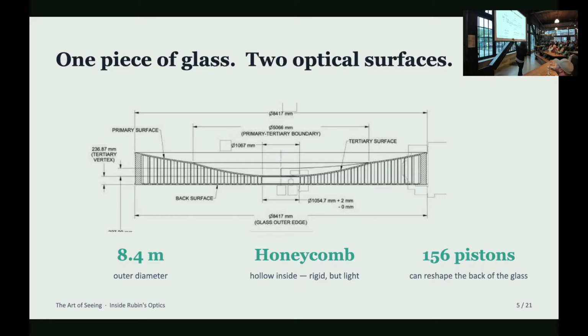So this is what I was talking about. Basically, M1 and M3 are like one mirror plane, but you have two different kinds of curvatures. And it's important to note that under these mirrors, also behind M2, there are a lot of pistons that you can move around to do different kinds of things. This is going to be relevant in a little bit.